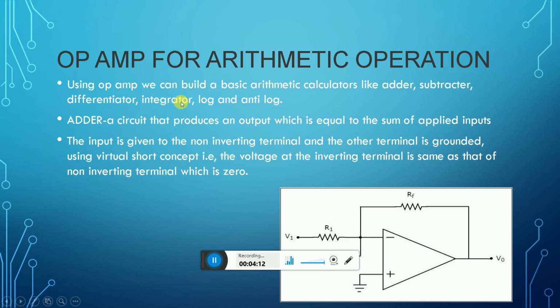Op amp for arithmetical operation. Using this op amp, we can build basic arithmetic calculators like adder, subtractor, differentiator, integrator, log, and antilog. Adder: a circuit that produces an output which is equal to the sum of applied inputs. Let me show you.